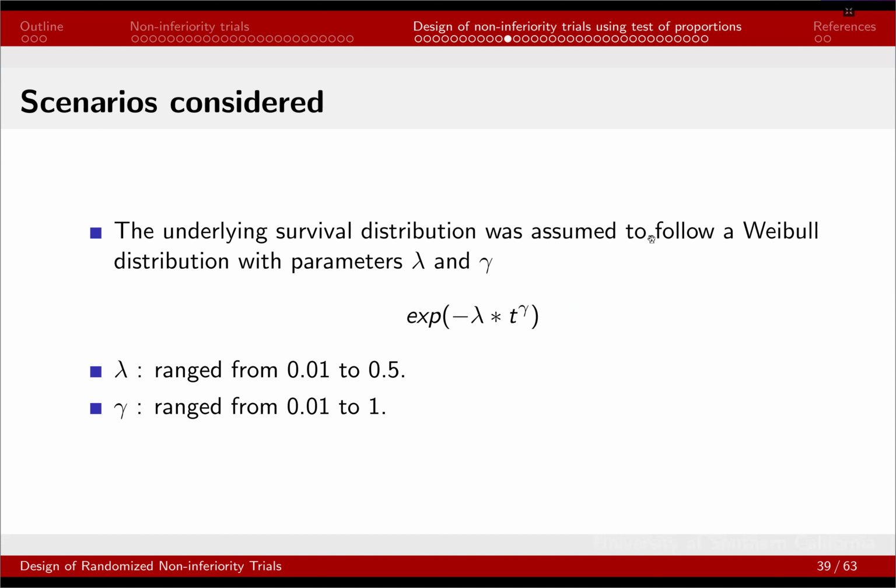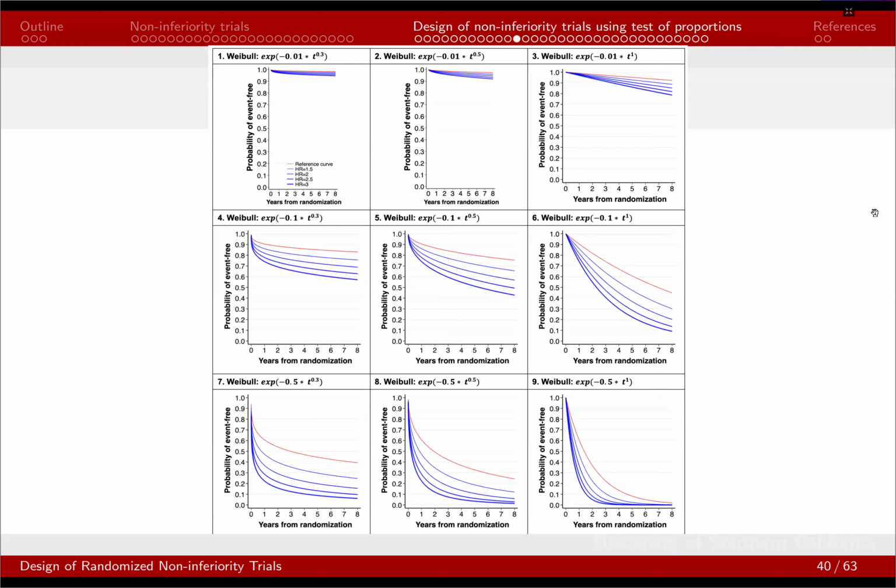For survival distributions, we assumed that they follow a Weibull distribution with the two parameters, lambda and gamma. And these are the values that we chose. This is the figure that demonstrates some of the scenarios that we considered in the comparisons. The top row represents the low event rate settings, the middle row represents the moderate event rate settings, and the bottom row represents the high event rate settings. So our comparisons really covered a very wide range of scenarios.